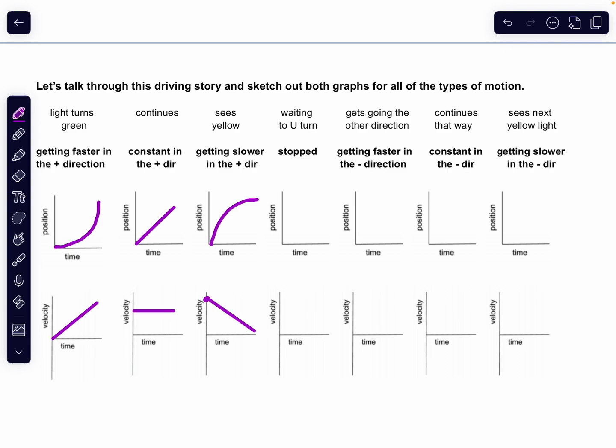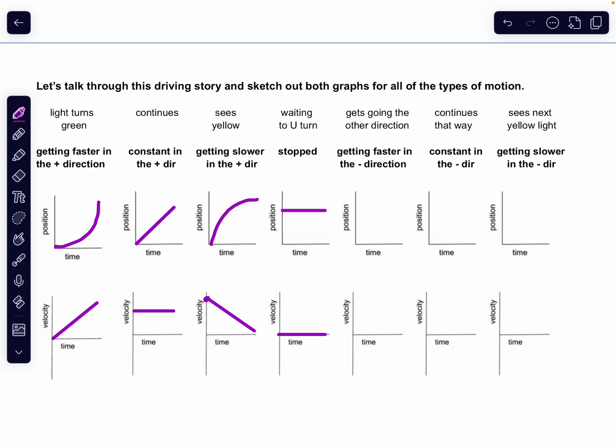Now we're waiting on a U-turn, so this place right here, we are stopped. So that means my position-time graph will be at the same position, and my velocity-time graph will be 0. So that's a stopped scenario. When I have a flat line on the position graph, it's a 0 velocity. Then it gets going in the other direction, so we're getting faster in the negative direction now.